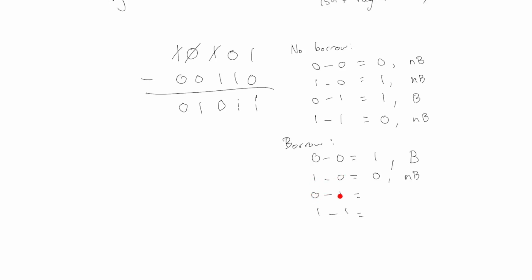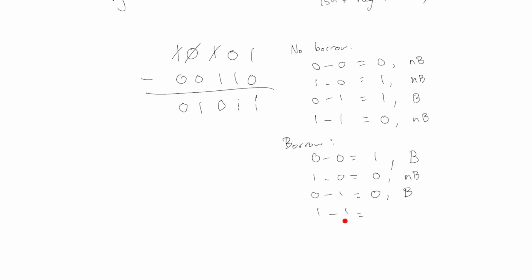All right, what about this 0 minus 1? Having been borrowed, this 0 is really like a -1. -1 minus 1, I'm going to have to borrow to make that happen. Then it becomes something like, I get 2 for free when I borrow, so it's more like a +1 minus 1, which is 0, but I had to borrow.